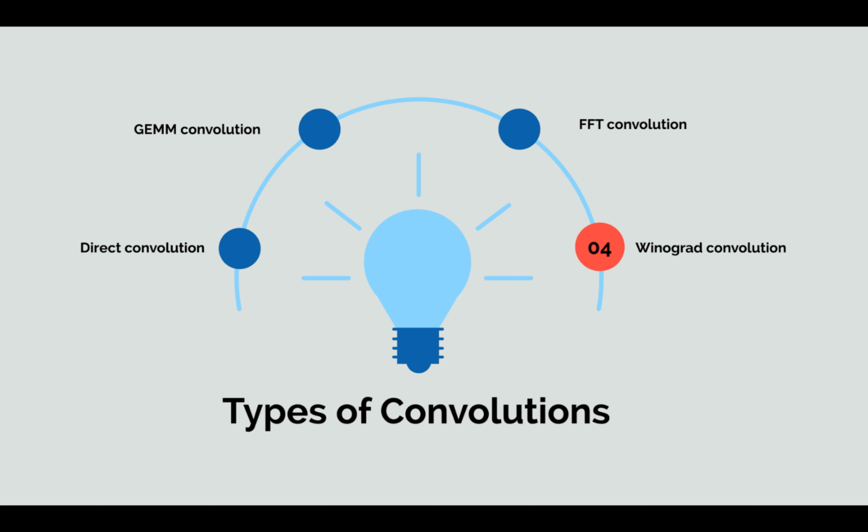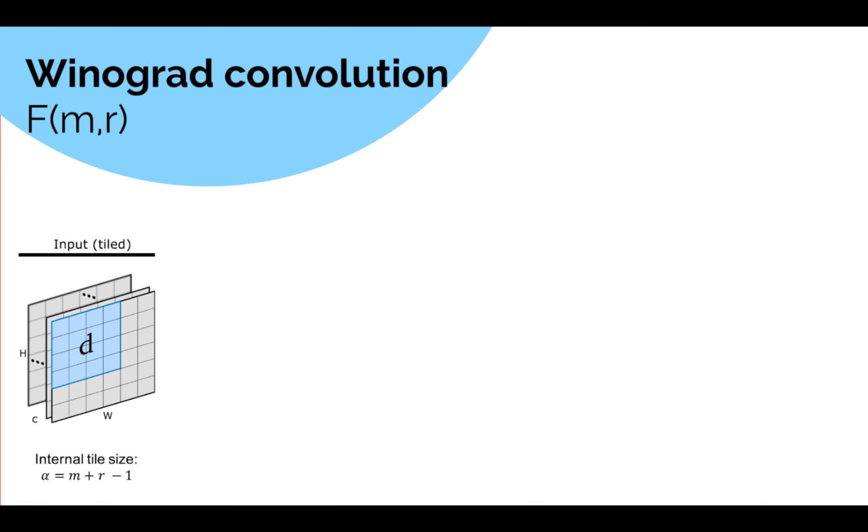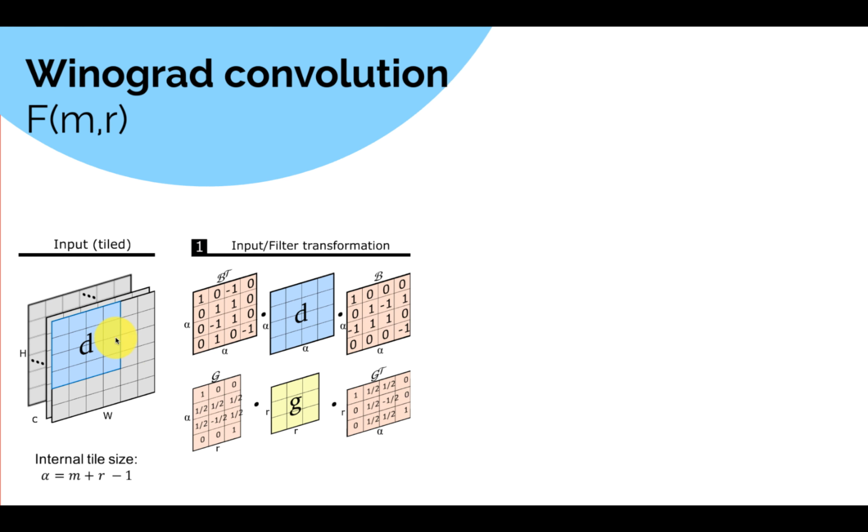Winograd is composed of 3 steps. Let's see how Winograd convolution works in practice then. In this example, we would like to apply a convolution to an input image. First, we select the tile. Then we transform both the input tile and kernel into another space using Winograd transformation matrices.